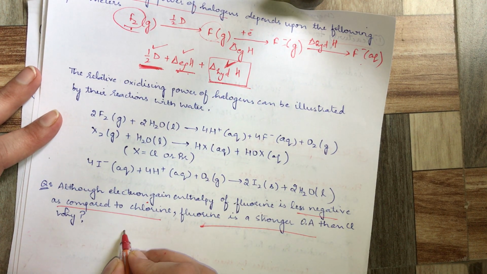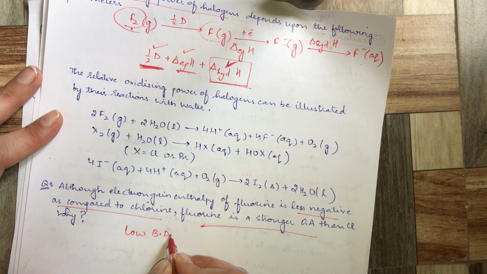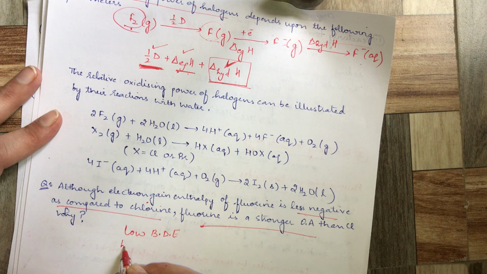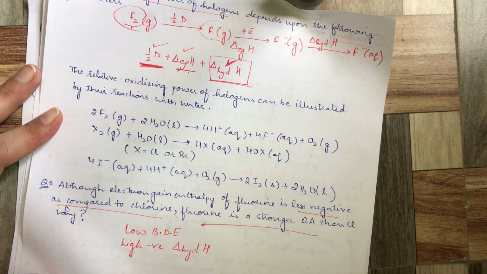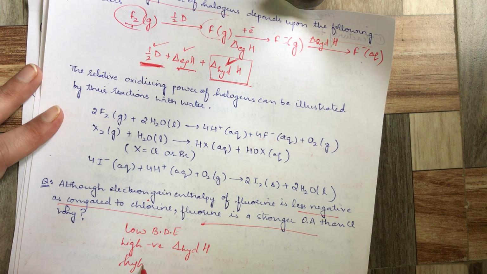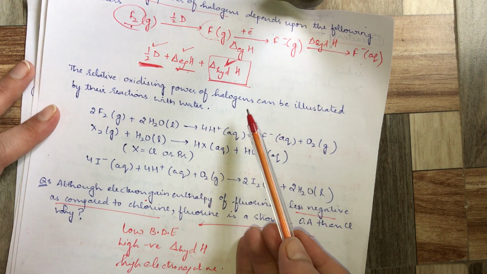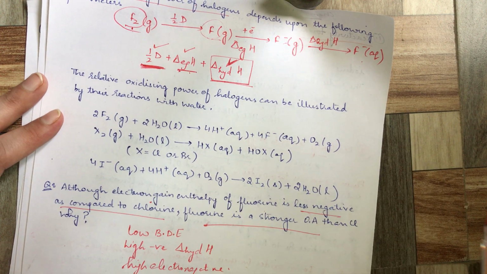So why fluorine? Because it has low bond dissociation enthalpy, it has high negative hydration enthalpy, and it is highly electronegative. So the oxidizing power of halogens can be illustrated.